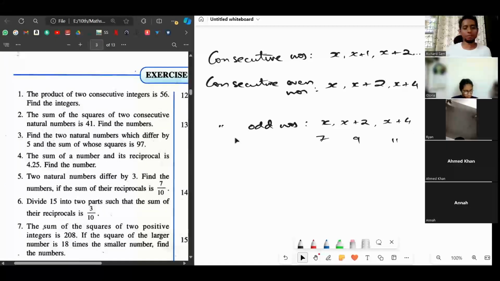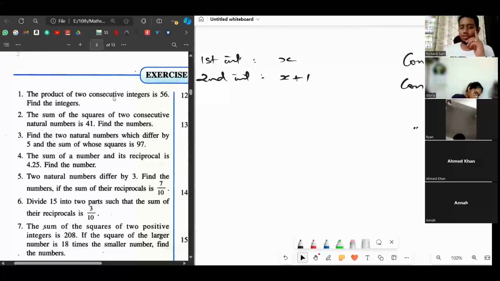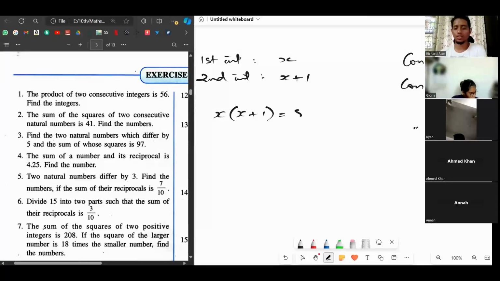Okay, now this question. The product of two consecutive integers is 56. Find the integers. How will you convert this into an equation? Consecutive integers, so the first integer we will take as x, the second integer as x plus 1. The product of these two is 56. Product means multiplication. So if you multiply these two, that means x into x plus 1 equals 56.